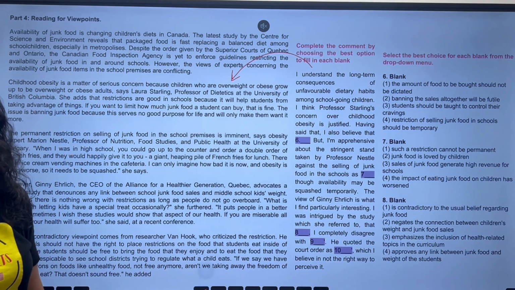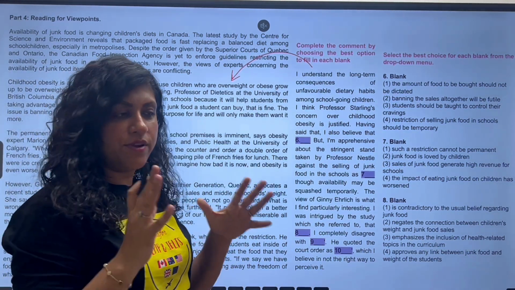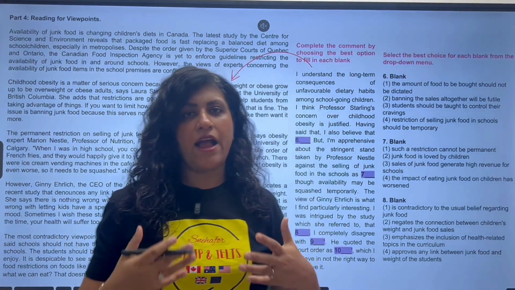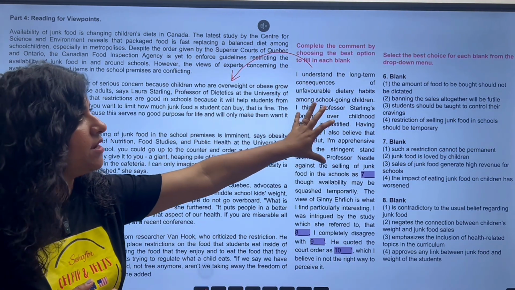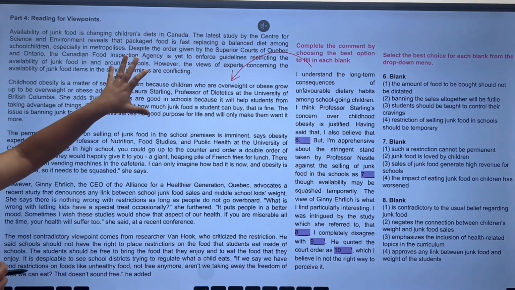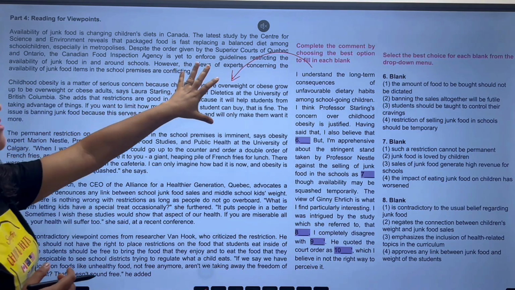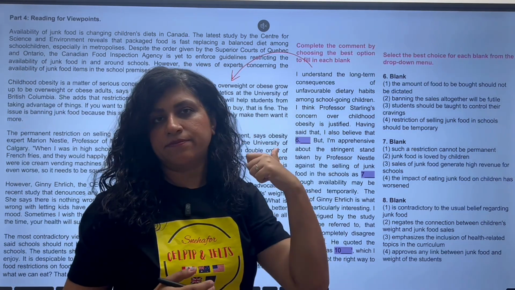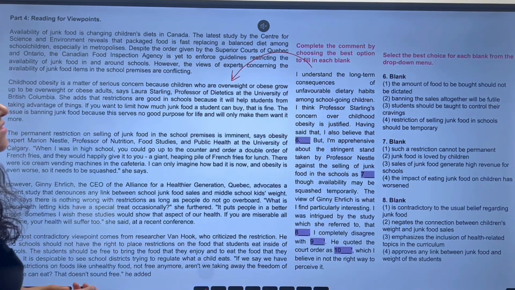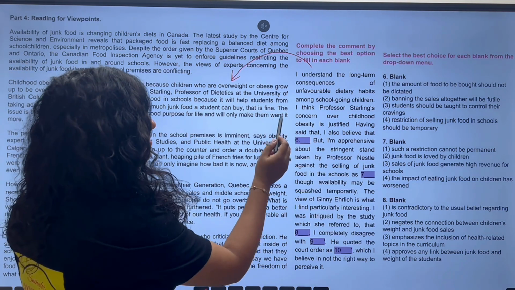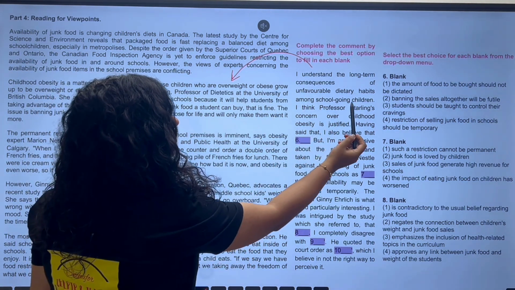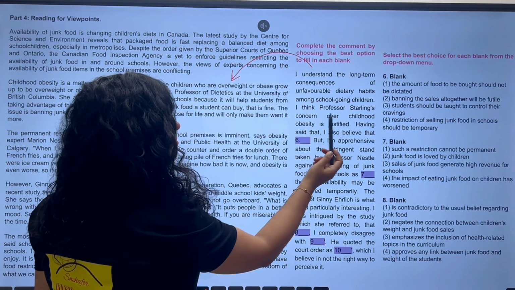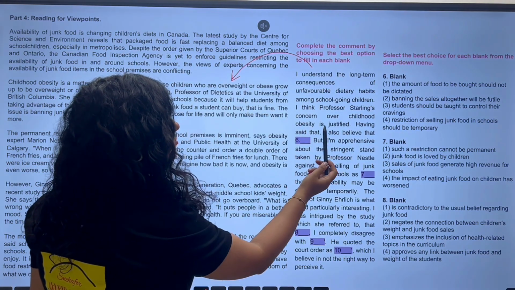Understand the viewpoint of this reader as well now. So reader also has a viewpoint, and by building connections between the viewpoint of this reader and the viewpoints already discussed that we have already read, build a logical connection and answer them. So let's see how it's done. Now this says, I understand the long-term consequences of unfavorable dietary habits among school-going children. I think Professor Stalling's concern over childhood obesity is justified.